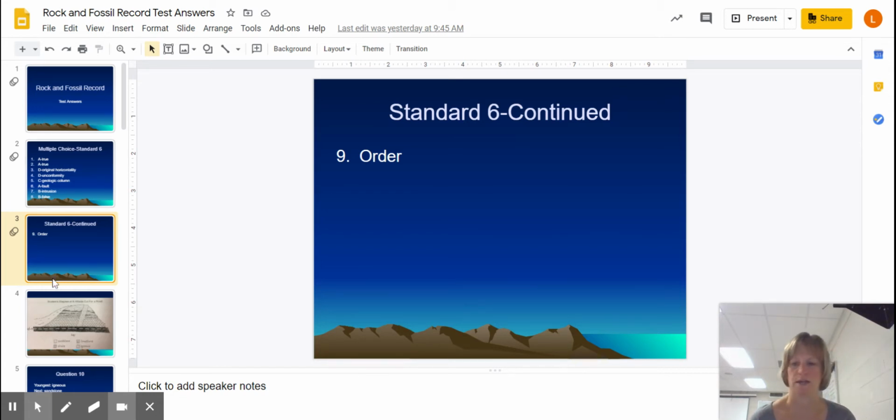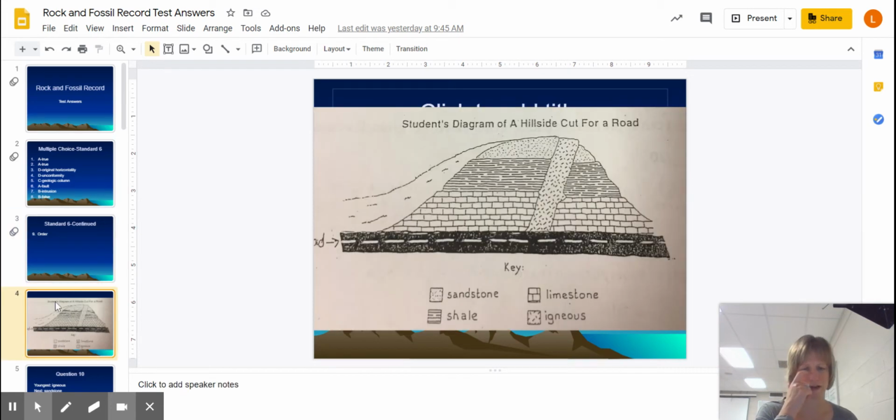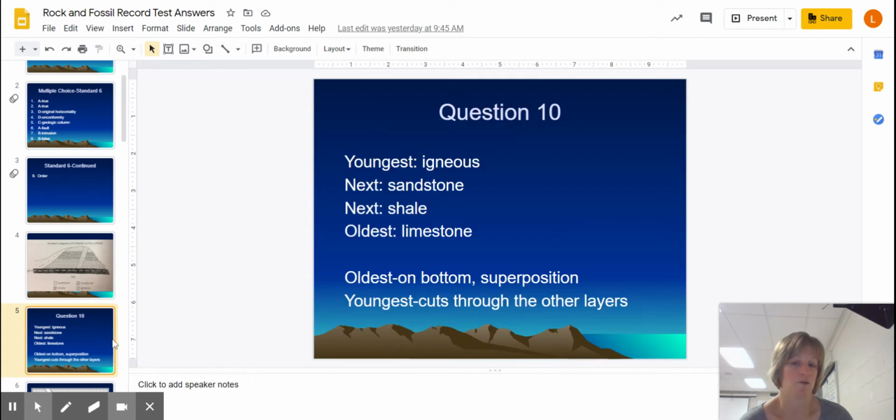Okay, now question 10. So question 10 was the first diagram that you had to interpret. And so you can see here that there are actually 4 rock layers, keeping in mind the road is not a rock layer. So how do we put these in order from oldest to youngest? And so I always start oldest and work up. The right answer here is limestone, then shale, then sandstone, then igneous. Now let's look back at why.